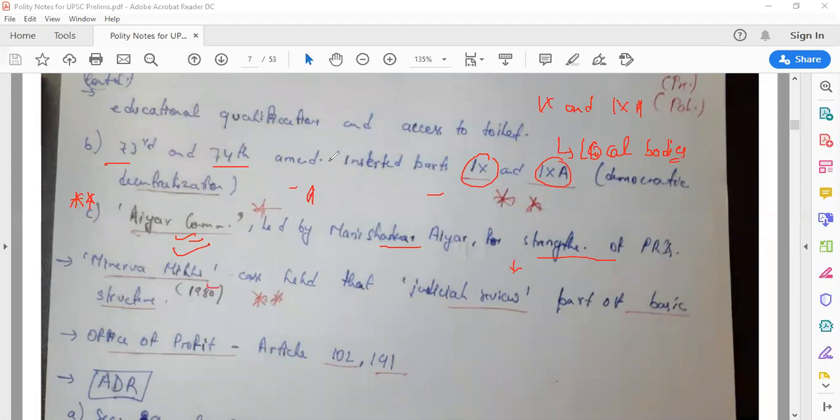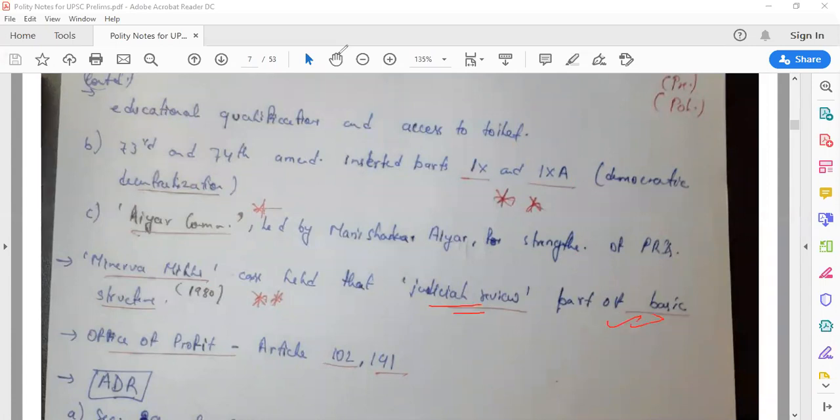Minerva Mills case. In the previous notes page, we have seen that by SR Bommai, federalism is a part of the basic structure. Similarly, by Minerva Mills, we saw that judicial review is a part of the basic structure.